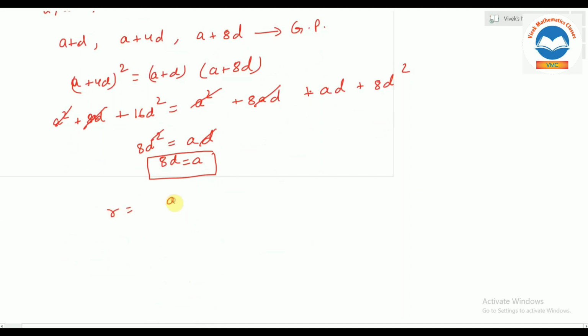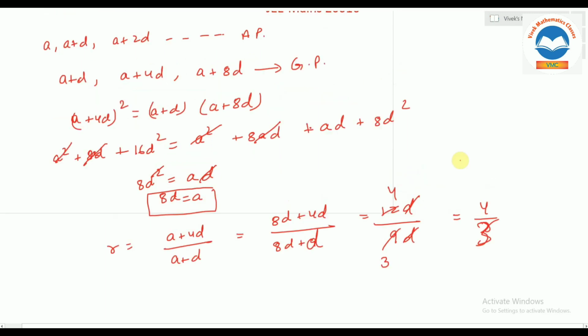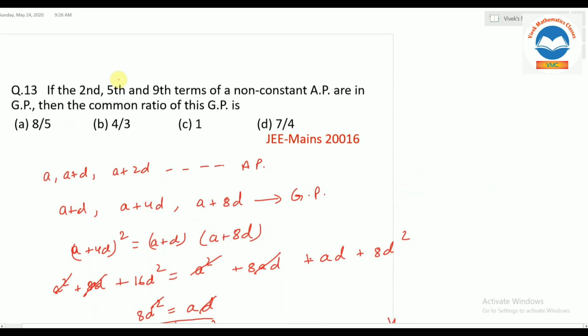R will be equal to A plus 4D divided by A plus D. So A value we know 8D. 8D plus 4D divided by 8D plus D. So here you will get 12D divided by, sorry, this is D, 9D. So D and D will be cancelled out, and this one we can cancel by 3, 4 by 3. So common ratio will be 4 by 3. Common ratio R will be 4 by 3. Second part.